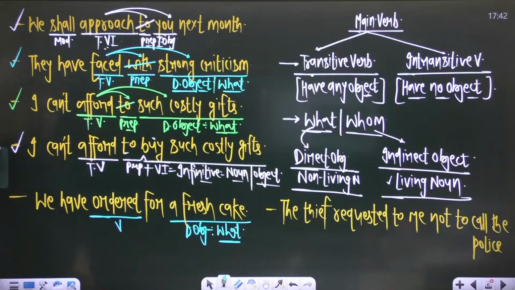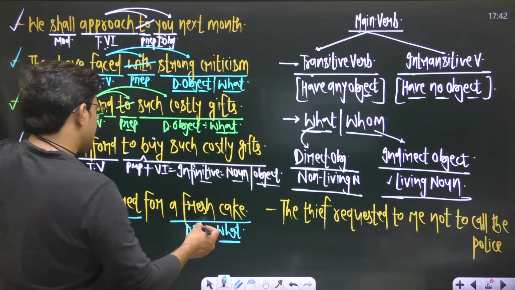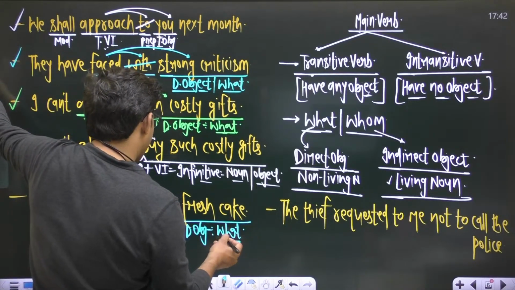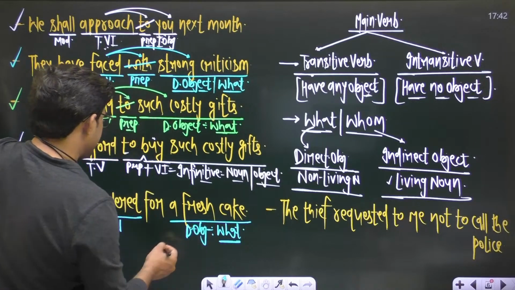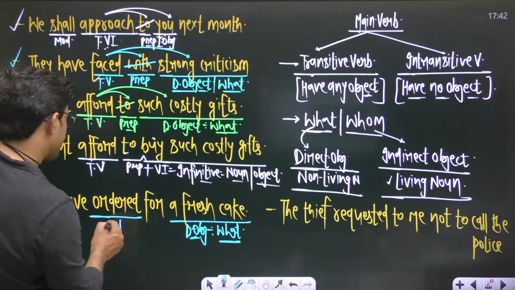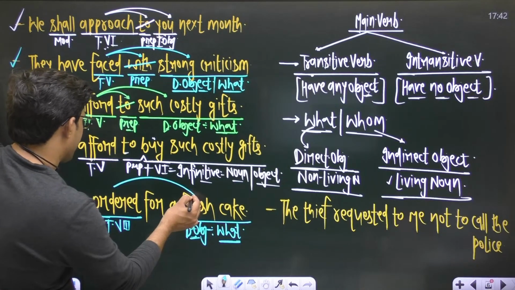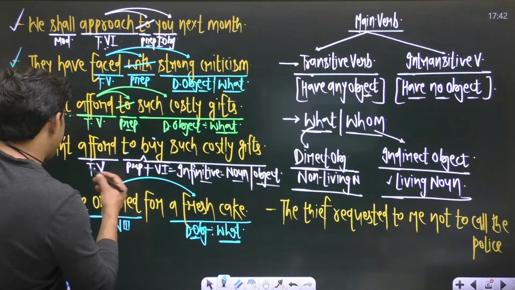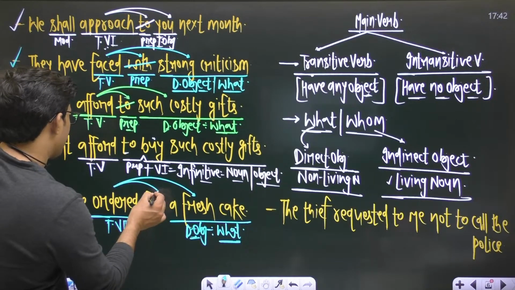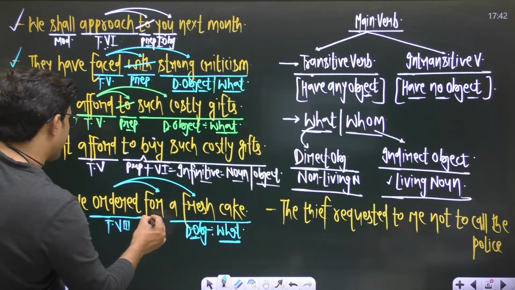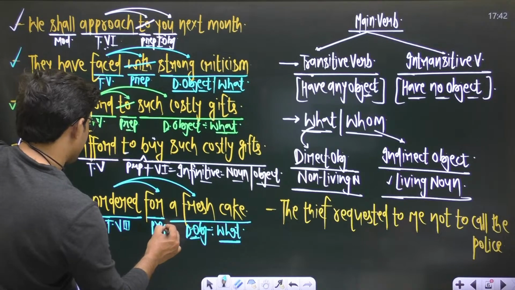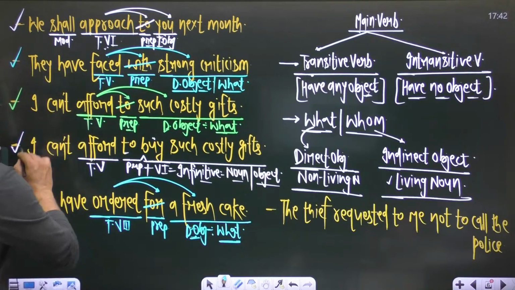How can you put the question? What have we ordered? And the reply of what is, we have ordered a fresh cake. This becomes the direct object. And if you have an object, it means the verb is transitive, and transitive verbs are followed by an object. Normally, the examiner gives the error of transitive verbs followed by a preposition. If you just drop this preposition for, now the sentence will be fine. We have ordered a fresh cake.